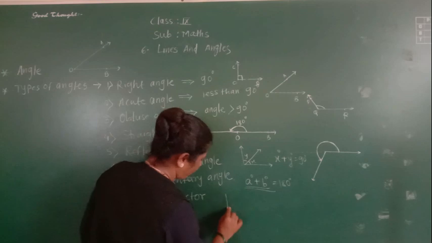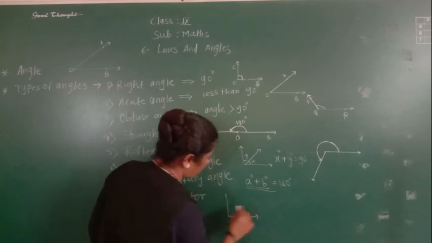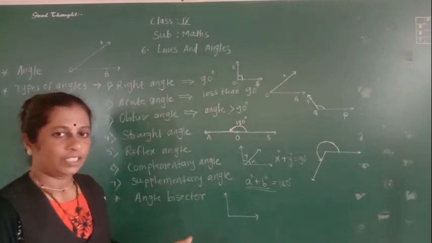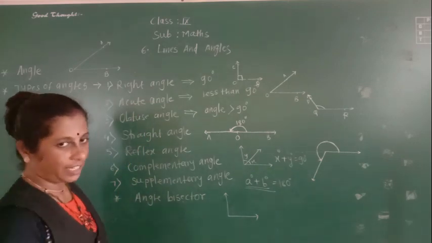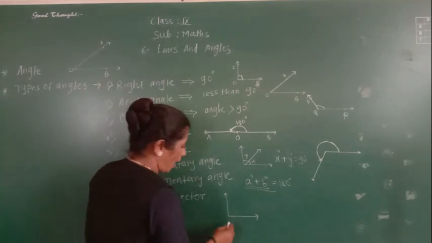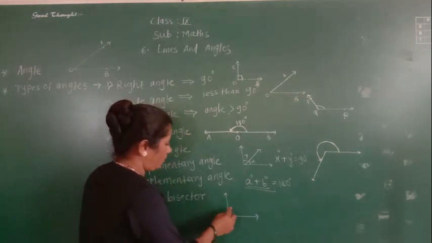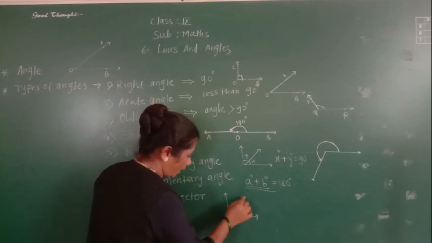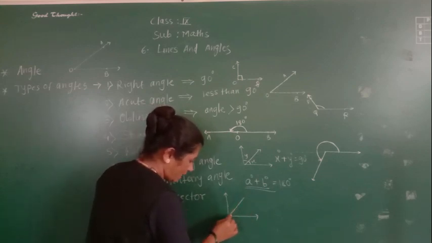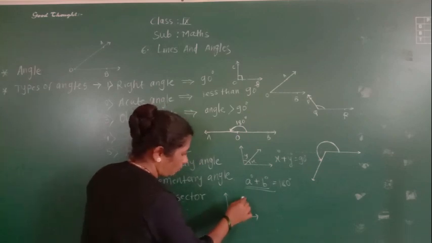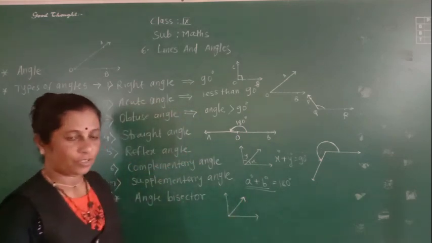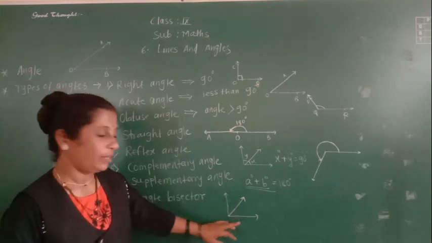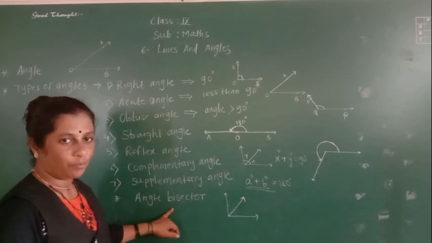Suppose this is your angle. Whether your angle is 90 degrees, meaning a right angle, an acute angle, an obtuse angle, or a straight angle. The angle bisector means, if the measure of any angle is given, the ray which bisects that angle into two equal measures is called the angle bisector.